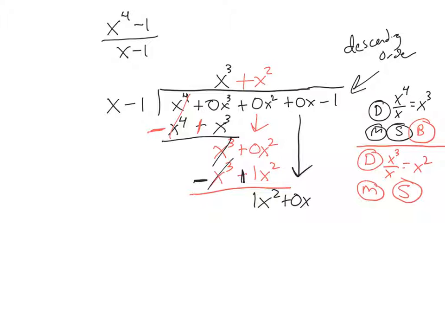Let's stop for a second and ask ourselves, do I have to keep going? So again, what's the degree here? 2. What's my degree here? 1. So I have to continue because this degree is still not less than this one, right? You only stop when this degree right here is less than this degree here. All right, so let's continue with our process.